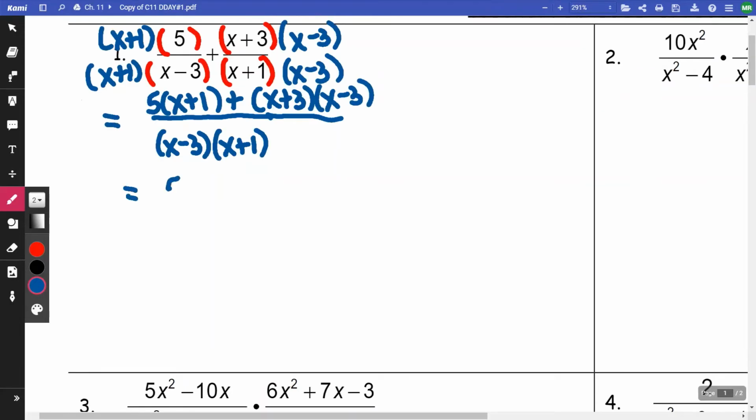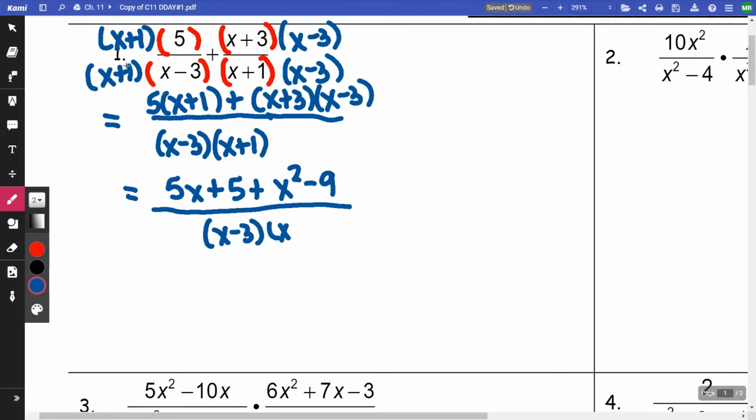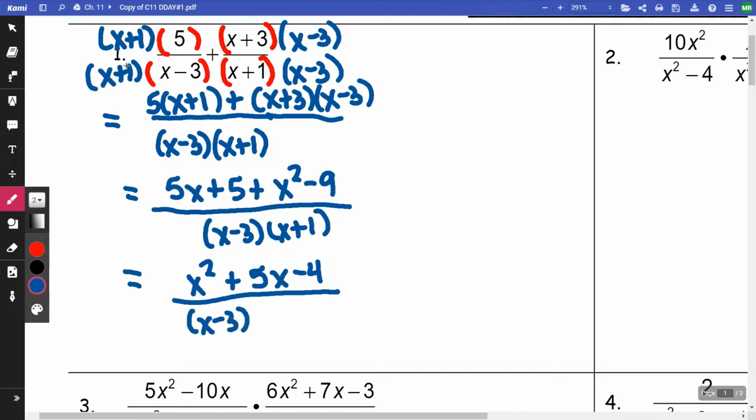I'm going to end up with a 5x plus 5. And x plus 3 times x minus 3 is x squared minus 9. You can do that using a box or a diamond, or realizing it's a difference of 2 squares. And on the bottom, I'm going to have an x minus 3, x plus 1. I'm going to combine like terms. I'm going to end up with an x squared plus 5x minus 4 over x minus 3 times x plus 3.